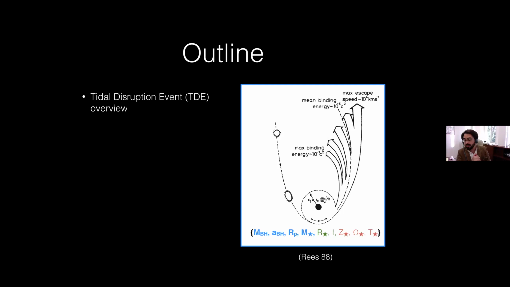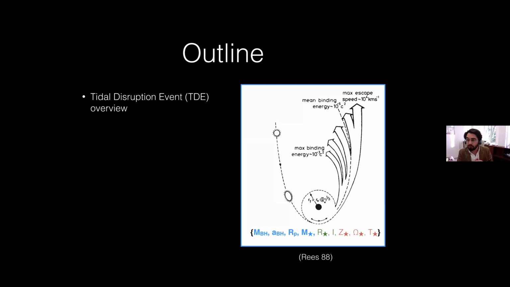These events are, in principle, very simple because they depend on only a small handful of underlying parameters, which I've highlighted in the bottom of this cartoon. So 4 parameters that we know these events depend on in a strong, leading order kind of way are the mass of the black hole, the spin of the black hole, the pericenter of the star's orbit, Rp, and the mass of the star, m sub star. I've written these 4 key variables in blue.